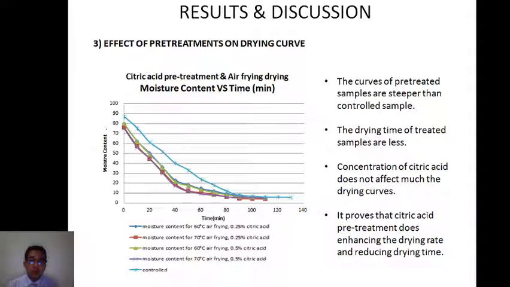Okay, next, citric acid pretreatment and air fry drying. The curve of the pre-treated samples is steeper than controlled samples. The drying time of treated samples is less. Concentration of citric acid does not affect the drying curve much. It proves that citric acid pretreatment does enhance drying rate and reduce drying time.